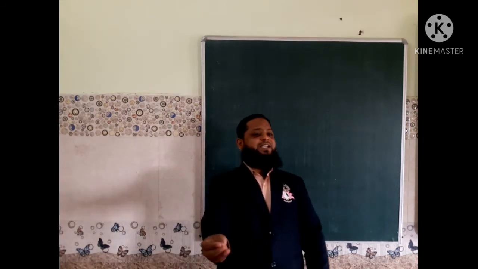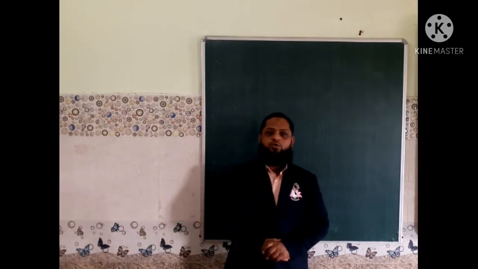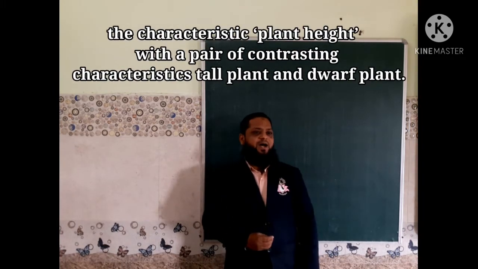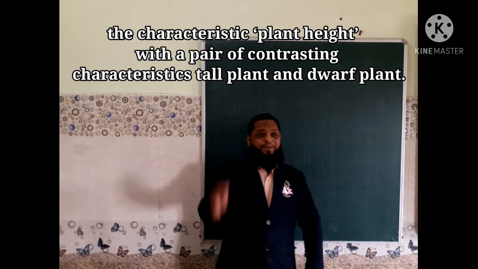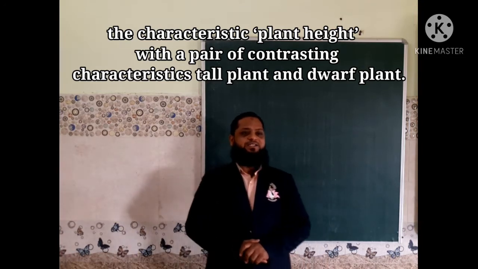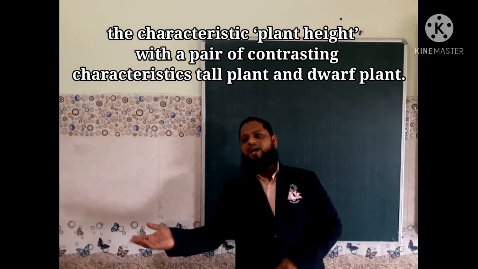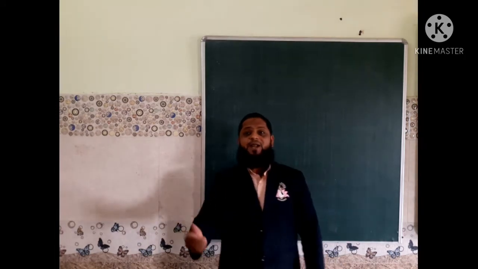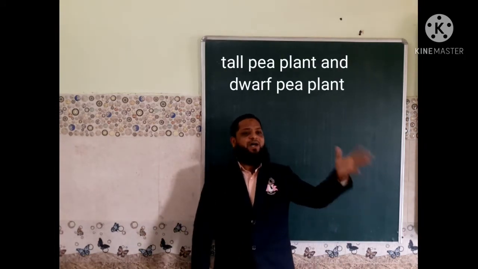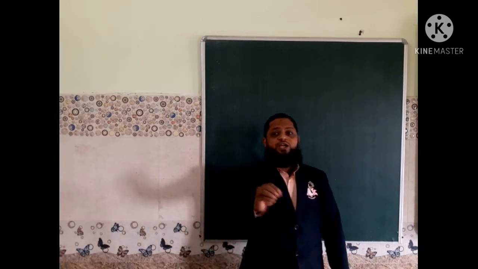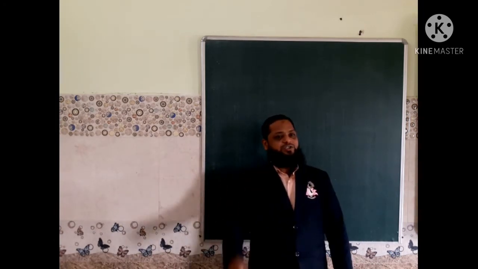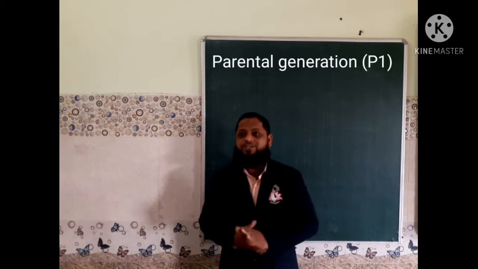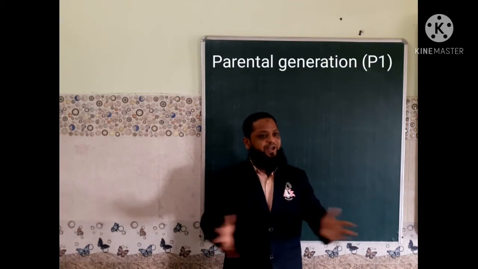So as we study the monohybrid ratio, let us consider the characteristic plant height with a pair of contrasting characteristics, tall plant and dwarf plant. Tall pea plant and dwarf pea plant were used in the monohybrid cross. This is said to be the parent generation or P1.